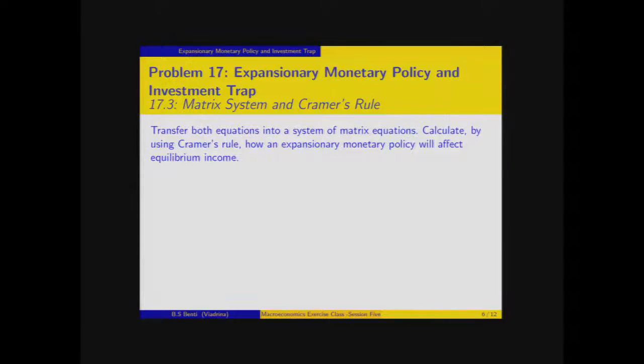So the next problem, problem number 17, is systems of matrices and the Cramer rule. We are asked here to transform both equations that were given in the initial part of the problem into a matrix equation and calculate, by using the Cramer rule, how an expansionary monetary policy will affect the equilibrium level of our income.